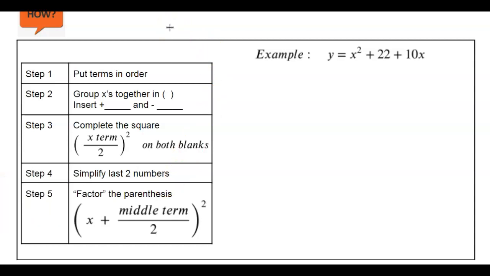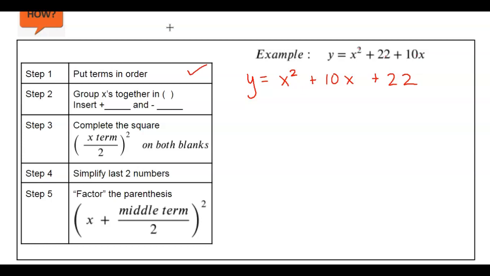So the first thing that we want to do is you always want to put the terms in order. If they're already in order, step 1 is done, but I picked an example that's not. So I'm going to write y equals, I put the x squared first, then I put the 10x, and then the 22. Okay? Like I said, if that one's done, then you just move on to step number 2.